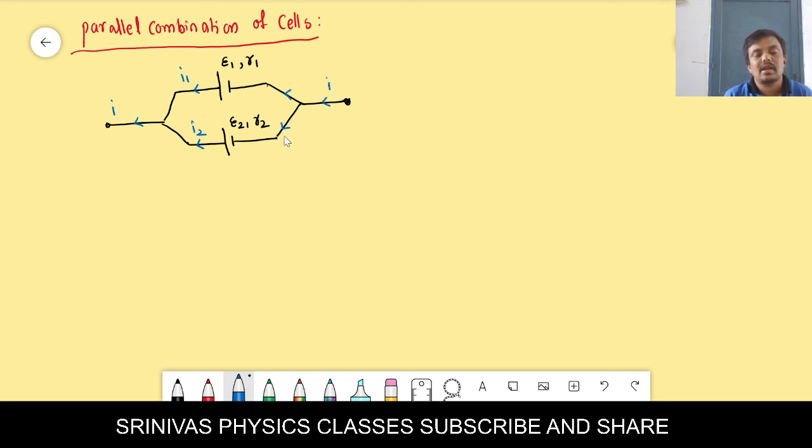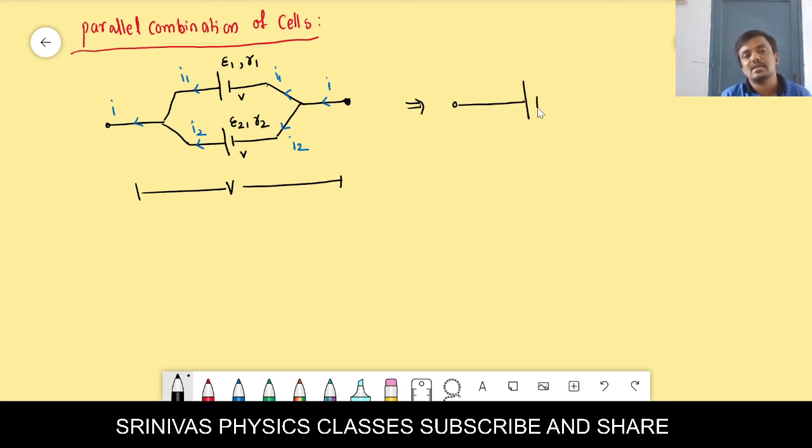This is the parallel combination, where the current divides. But in the parallel combination the voltage will be the same. The terminal voltage across the first cell or second cell will be the same. If these two cells act as one cell, its total EMF we can consider as E equivalent, and the total internal resistance we can consider as R equivalent. Total current is I, total voltage is V.